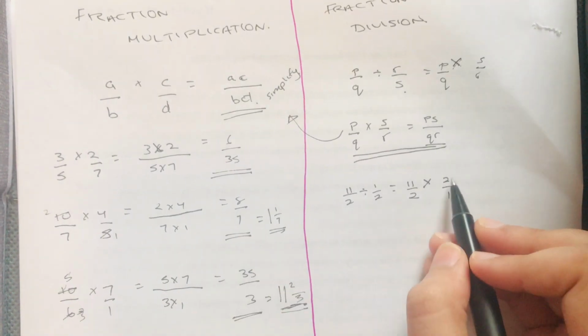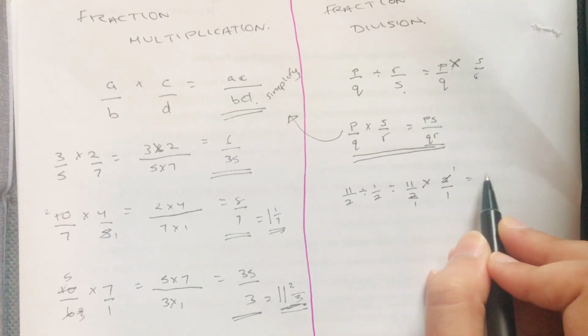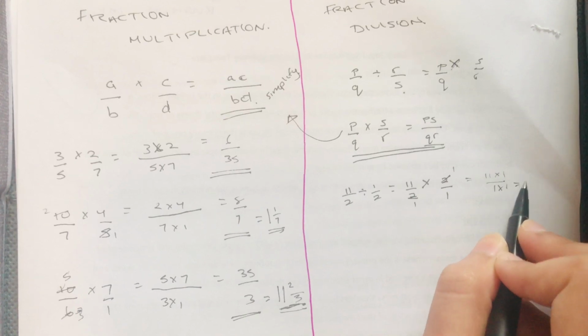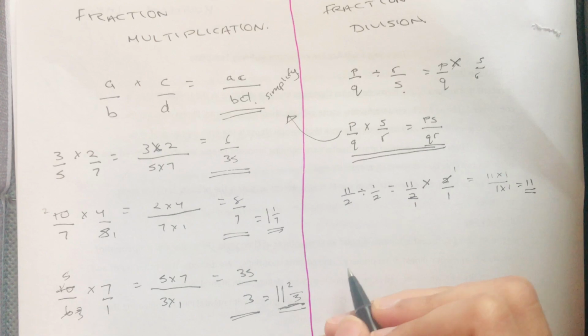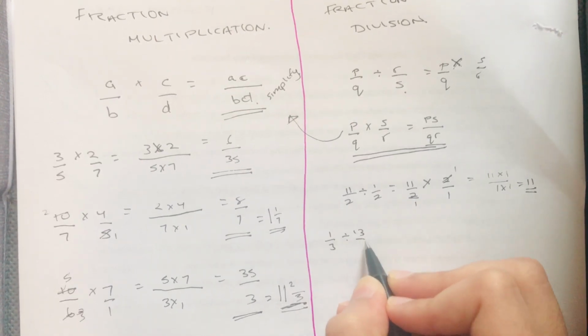What did we do here? We simplified. So 2 divided by 2 is 1, 2 divided by 2 is 1. Now you have 11 times 1 over 1 times 1. That is basically 11. Right? Another example that I have for you is 1 over 3 divided by 13 over 9.